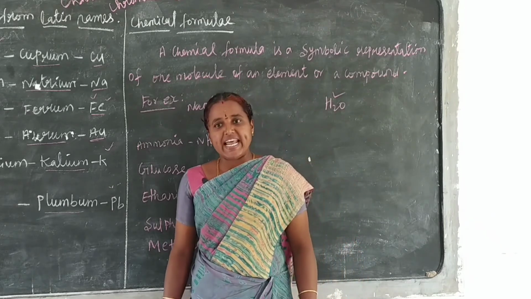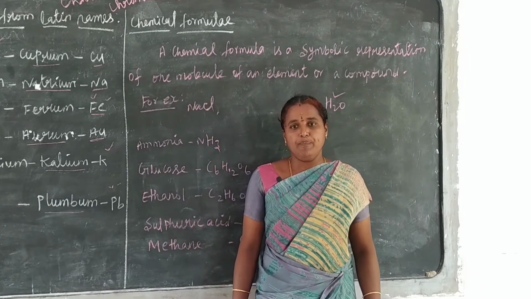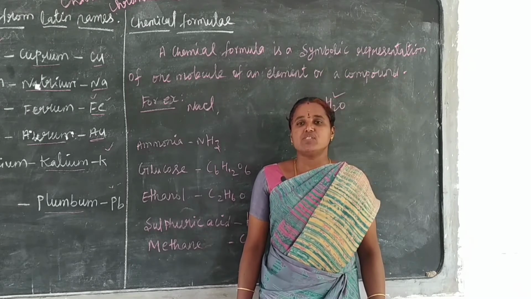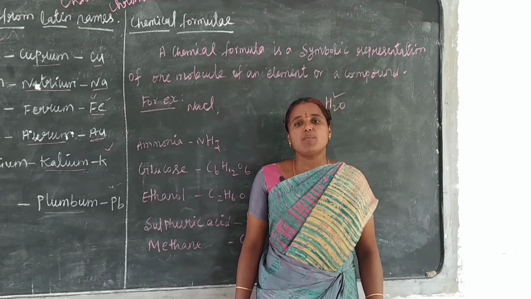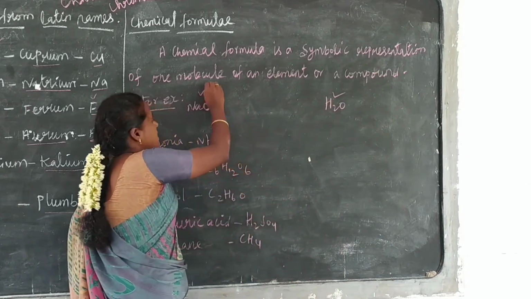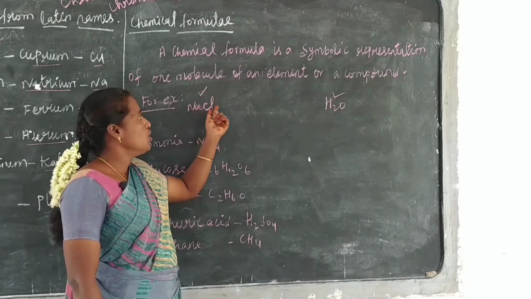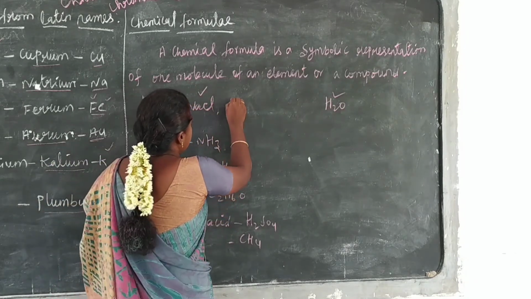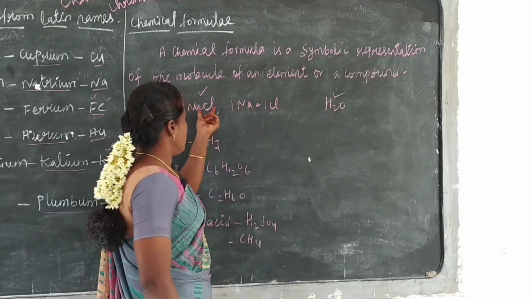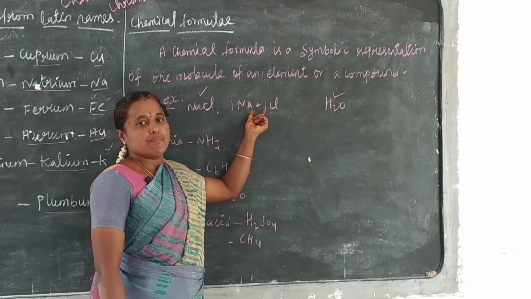Can you guess the types of atoms and the number of each of the atoms in NaCl, which is the chemical formula for cooking salt? NaCl contains 2 types of atoms, that is sodium and chlorine. Sodium chloride contains 1 sodium atom and 1 chlorine atom.